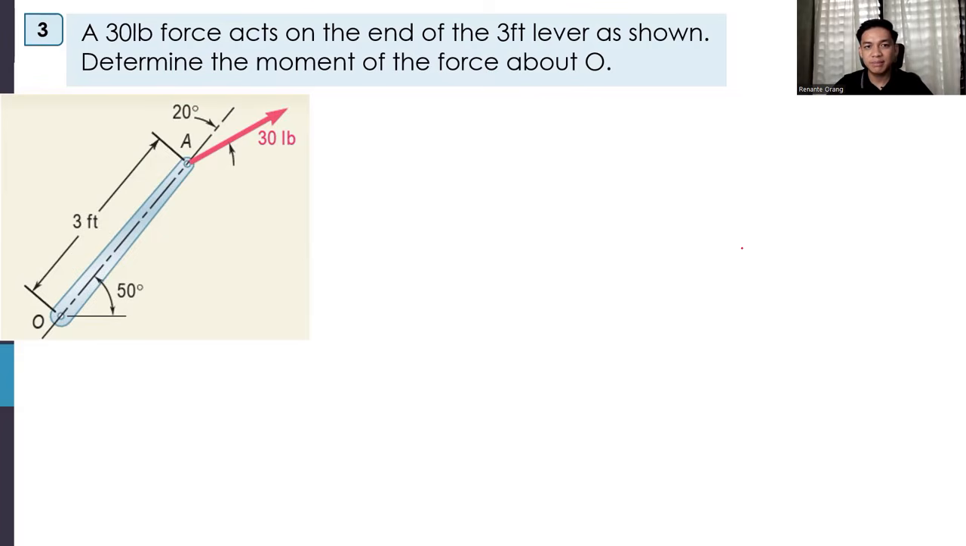So for our third problem, this will be our practice problem. Ilalagay ko lang po sa ating description yung kaniyang final answer.